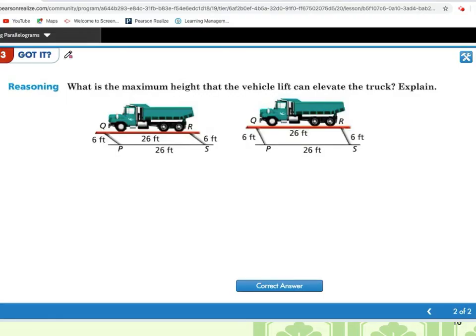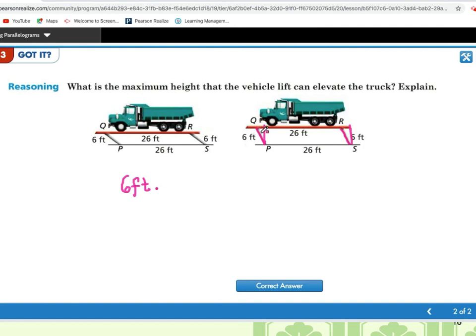Got it 3. What is the maximum height that the vehicle lift can elevate the truck? Explain. So, the maximum height that the vehicle lift can elevate the truck is determined by this side, QP and RS. Since QP and RS are 6 feet, if you are going to move this side perpendicular to the ground, this will be the maximum height that the truck can be lifted. So how many feet is that? It will be lifted at 6 feet maximum.